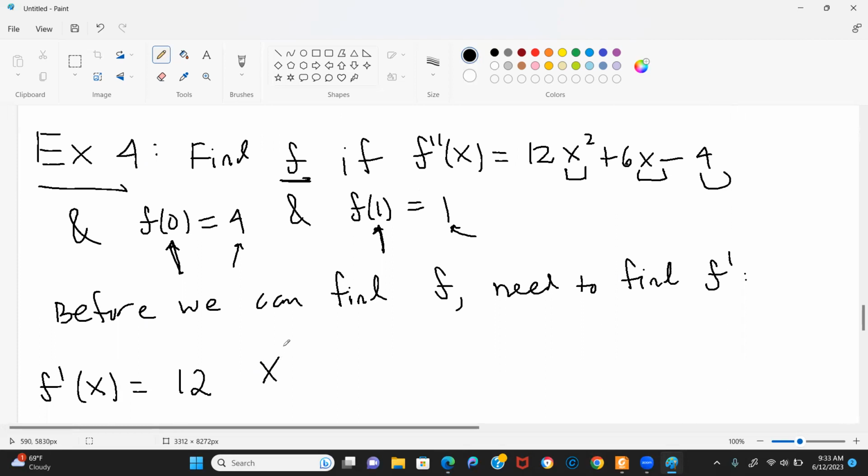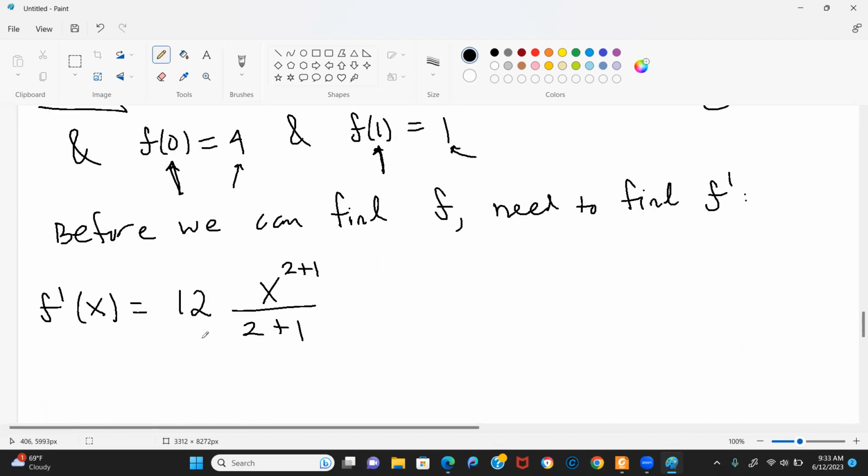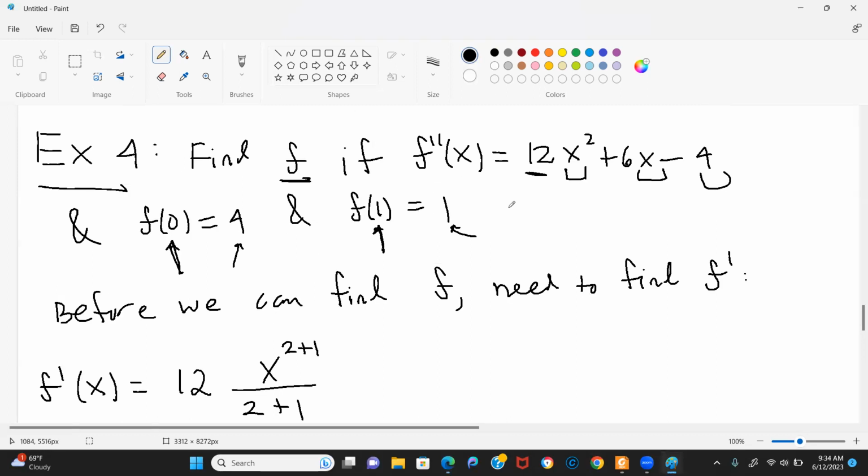And so it's going to be x to the third, x to the 2 plus 1, over 3, which is 2 plus 1, the power plus 1. I'm not going to write it in front as a coefficient. I'm going to write it in a fraction like this, so I can save some space, for the constant 12. I'm going to do the same thing for the 6x. So then this is going to be 6x, and then it's going to be x to the 1 plus 1. You add 1 to the power, and then you divide by 1 plus 1.